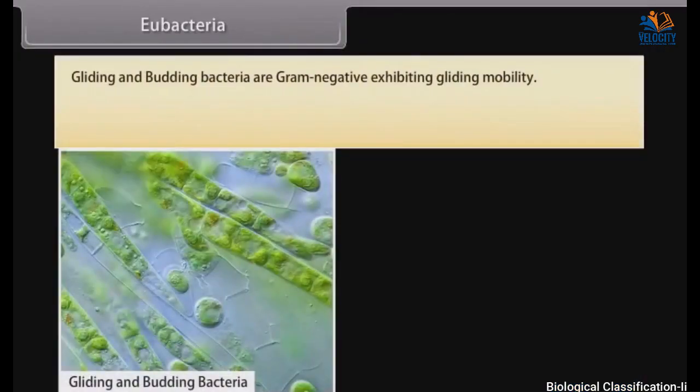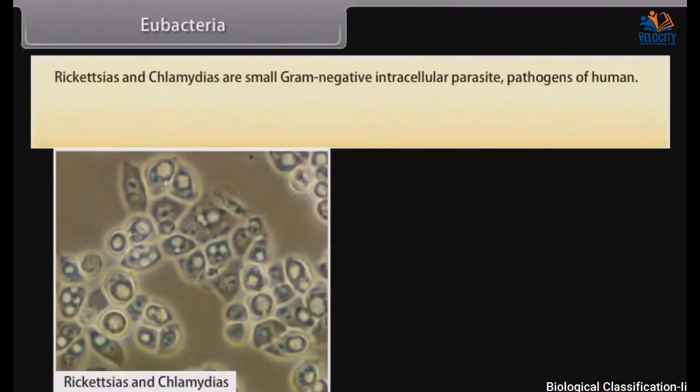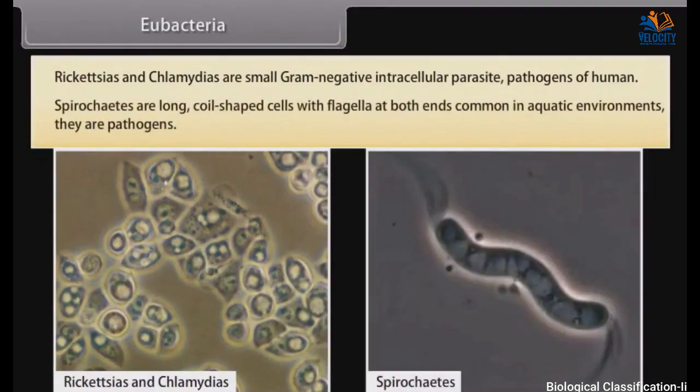Enterobacteria are gram-negative rod-shaped bacteria, do not form spores, are usually aerobic heterotrophs, and are pathogenic, causing bubonic plague and cholera. Gliding and budding bacteria are gram-negative, exhibiting gliding mobility. Pseudomonas are gram-negative heterotrophic rods with polar flagella, a very common form of soil bacteria. Some are pathogens of plants. Rickettsias and Chlamydias are small gram-negative intracellular parasite pathogens of humans. Spirochetes are long, coiled cells with flagella at both ends, common in aquatic environments. They are pathogens.